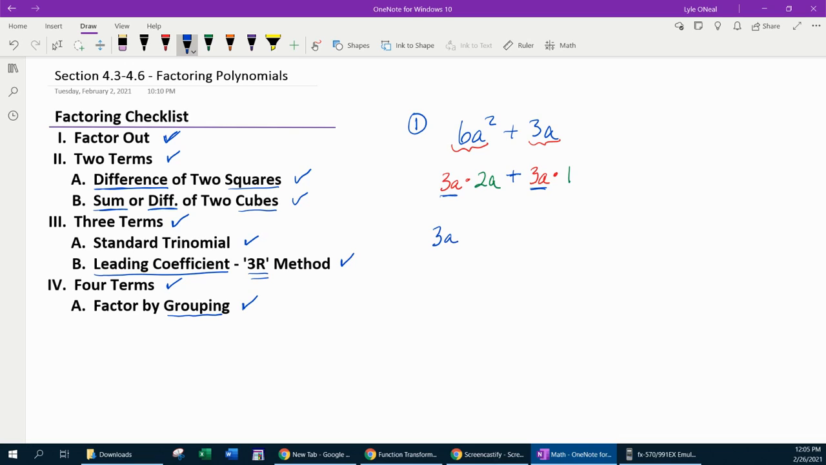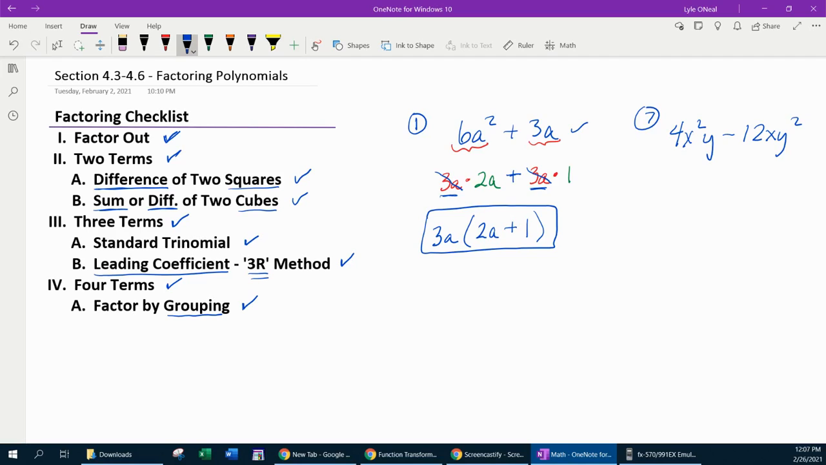So the 3a, that is the common factor, is going to be factored out, which means I'm going to take that from both of these terms, and then whatever's left goes in the parentheses. So do you see, if I were to do the distributive property, I would get back what I had. So that is how factor out works. And so that is factored completely.